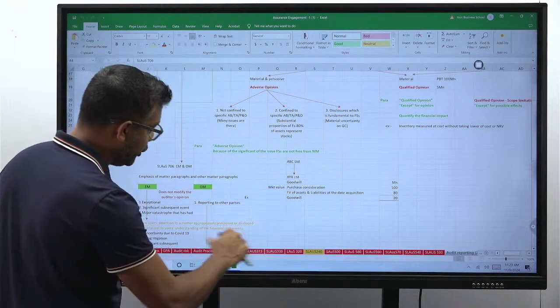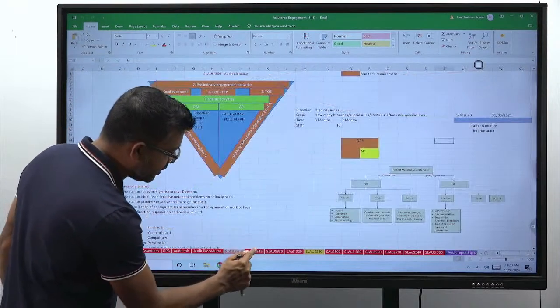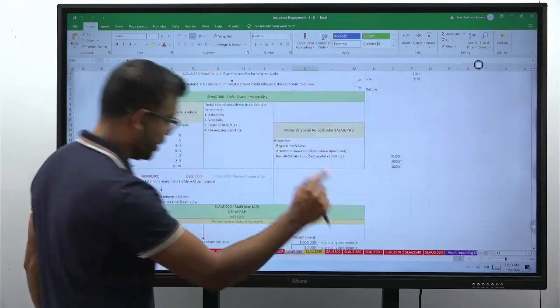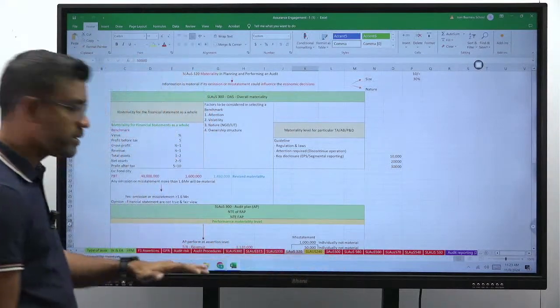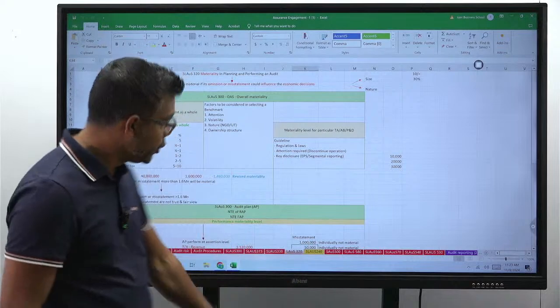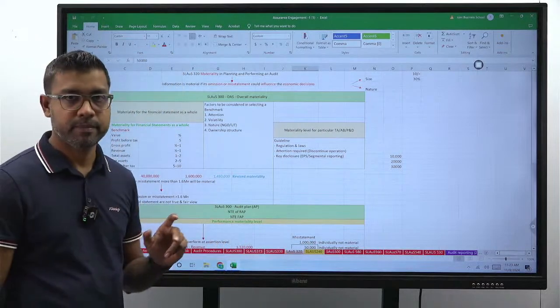So I'm going to explain today 300, 315, 330, 320. These are the basic standards I'm going to cover today. All these 4 standards are related to audit planning, together with one past paper question.